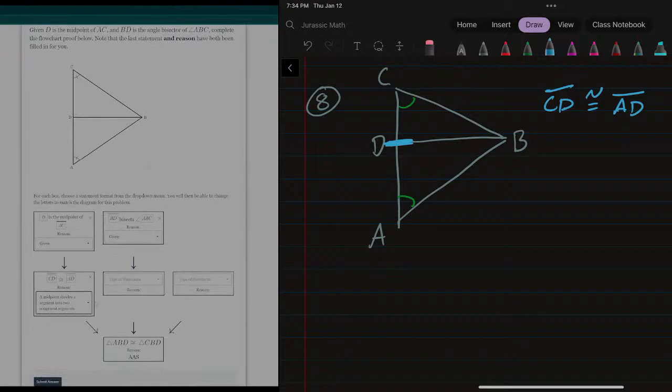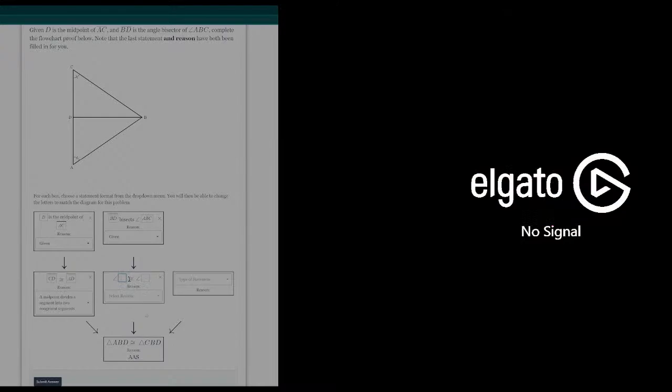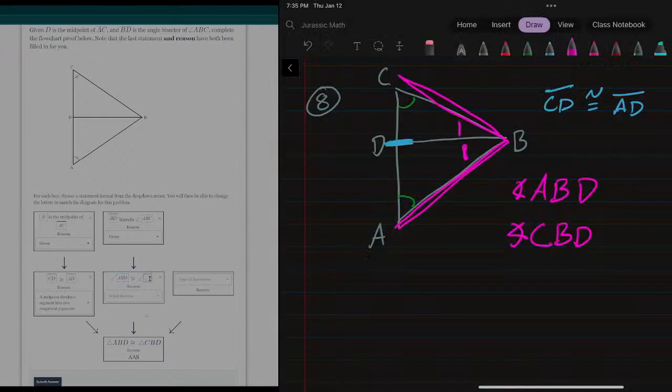Now, I'm going to try not to mess up this time and read correctly. So, we are dividing angle ABC, this angle, into these two pieces. So that's going to be angle ABD and angle CBD. Boom. Make sure I write it down this time. This way it's easier for me. ABD and CBD. And that is just the definition of bisect again. An angle bisector divides an angle.